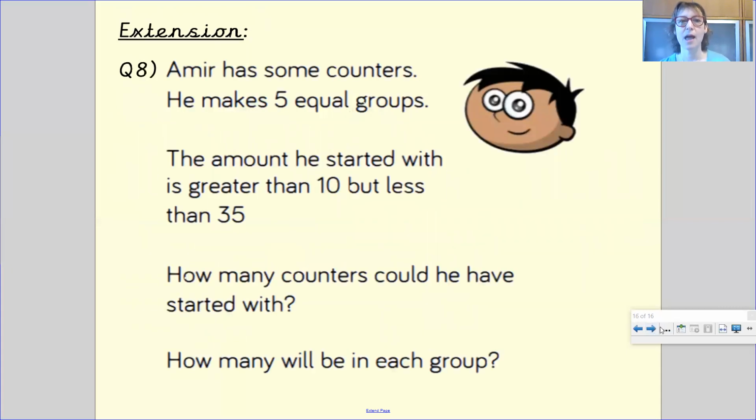And the next one, this is a real brainiac one. So Amir has some counters and he makes 5 equal groups. He started with more than 10 counters, but fewer than 35. So somewhere between 10 and 35 counters. How many counters did he start with? And how many would he then have in each group? Remember, they need to be equal groups, 5 equal groups. Can you see if you can find more than one answer? And can you see what the pattern in the answers is?